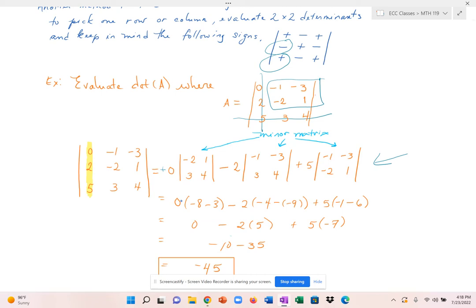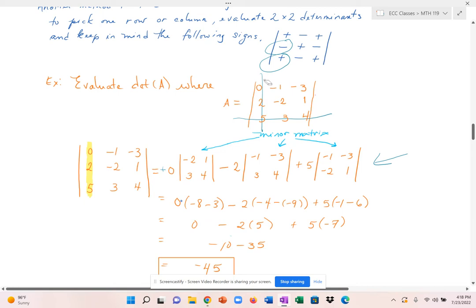So we know how to evaluate the determinant of a 2 by 2. It's basically just these 2 numbers minus these 2 numbers being multiplied. And so that'll be 0 times negative 8 minus 3. That's why I said the 0 is really convenient, because this whole thing is just going to work out to be 0. And when I go to the next one, this works out to be negative 4 minus negative 9. So this whole thing works out to be minus 2 times 5.